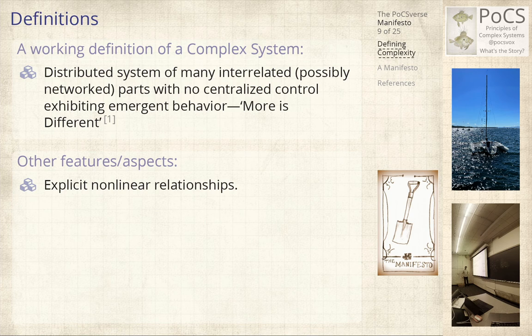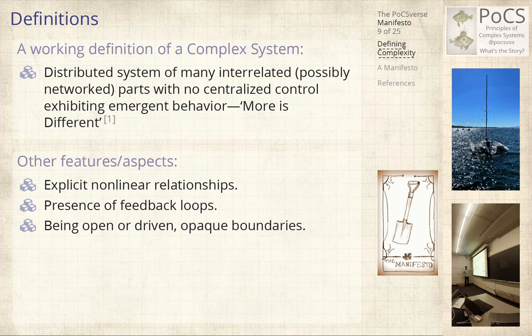There are other things that can be in there, right? So nonlinear relationships, the way things connect, there are feedback loops, that often come, of course, through network structures. People will talk about this. They're open, there's energy being driven into the system. Boundaries are opaque. You don't have to worry about these two things. And memory, often you get.